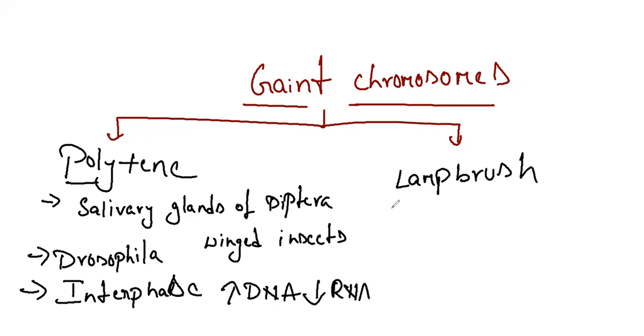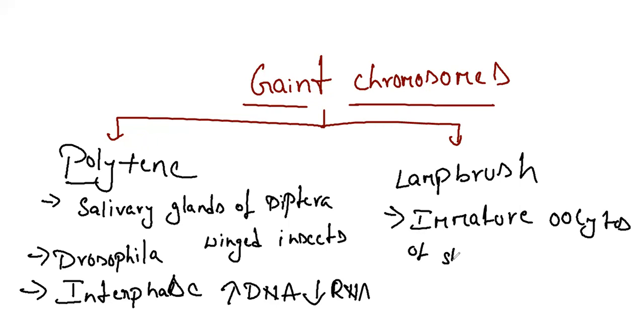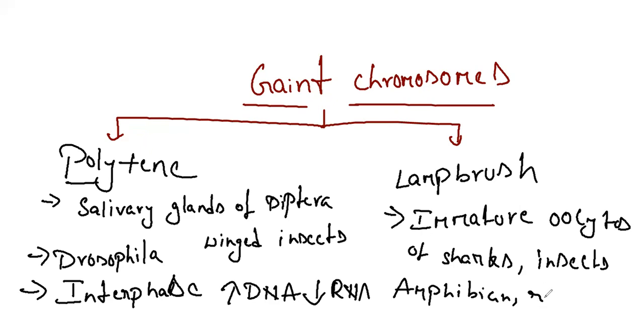Coming to the lampbrush, it will be seen particularly in the immature oocytes of sharks, insects, amphibians, whether tailed or non-tailed, reptiles, birds, which produce yolk eggs. The production of yolk we call vitellogenesis. So the lampbrush is mainly concerned with protein synthesis, vitellogenesis, and RNA synthesis.